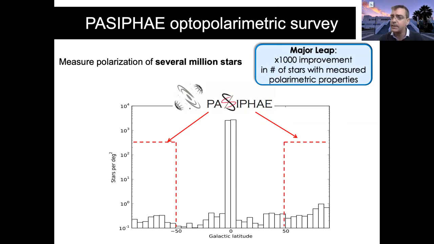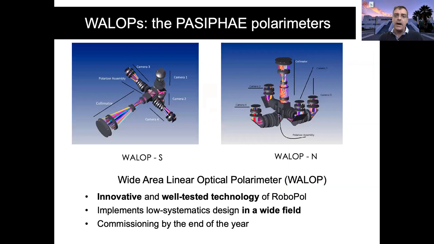This is unprecedented accuracy in optical polarimetry, but unless we manage to achieve this limit, we cannot do our science in these high galactic latitudes, because there is little dust, so the polarization is low. But this extreme accuracy will be achieved by WALOPs, two innovative wide area linear optopolarimeters designed specifically for this project.